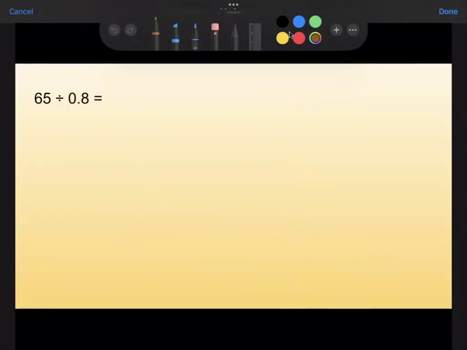Okay, here is our next one. We're going to take 65 and divide it by 0.8. So again, 65 goes inside, 0.8 goes on the outside. And then I'm going to have to add a decimal to the 65 since I know that I'm going to need to do some shuffling. So I'm going to go ahead and rewrite it where it would be right there after the 65. Because remember, decimals are always after the ones place.